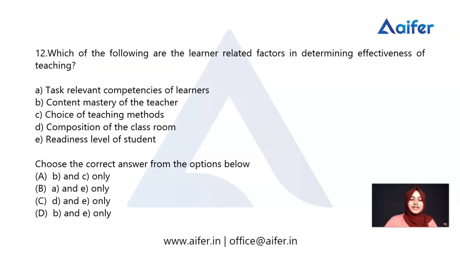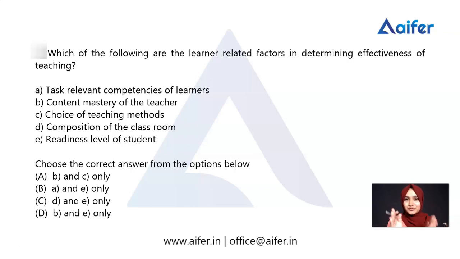Next question. Which of the following are the learner related factors in determining effectiveness of teaching? So you have to choose the code which determines the effectiveness of teaching. Five codes are given: task relevant competencies of learners, content mastery of teacher, choice of teaching methods, composition of the classroom, readiness level of the student. That's a very easy but a tricky question.